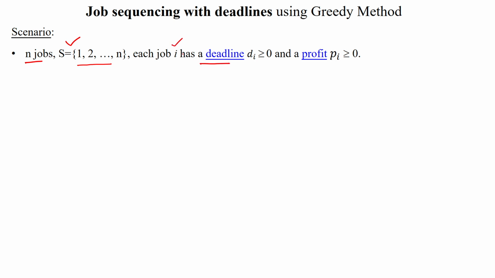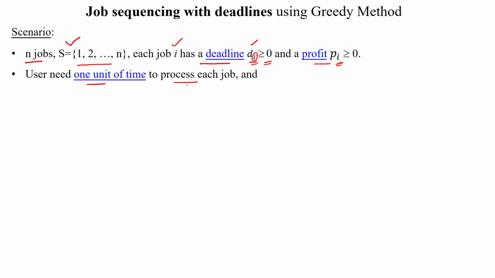Here a job is represented by the notation I, and the deadline is represented by D for the corresponding job I, which is always greater than or equal to 0, and the profit for each and every job I is greater than or equal to 0. Here the user needs at least 1 unit of time to complete each job, and the user can do at most only one job at a time, which is having maximum profit.